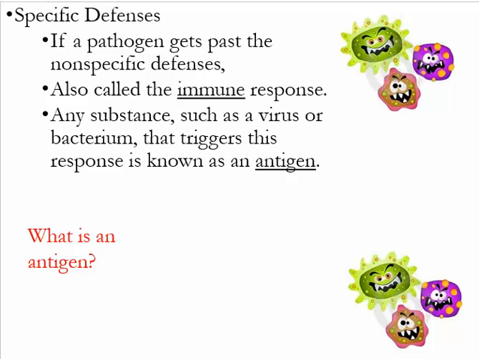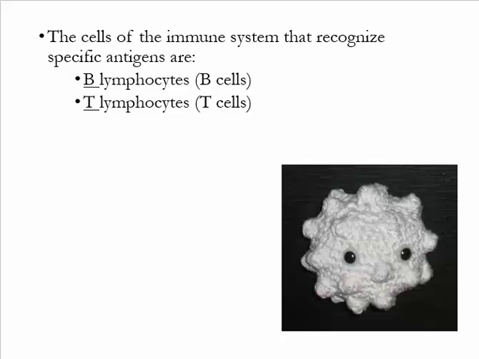And the immune response gets triggered whenever there's an antigen. Now, you should remember, the antigens are markers that are on a cell, and what they can do is trigger that immune response. So with specific defenses, we have what are called B lymphocytes and T lymphocytes. Both of these are made in the bone marrow, but they have different functions, or they work a little differently in two different types of immunity.